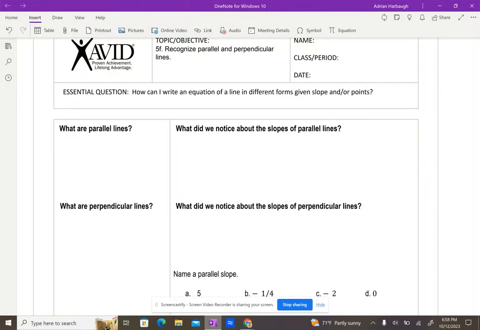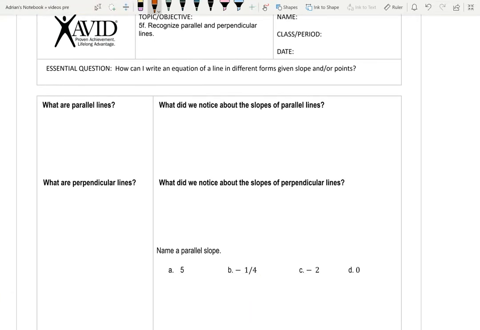So 5F is about parallel and perpendicular lines. And these first questions here are based on an in-class activity, so that's why it says, what did we notice? So for the sake of the video here, I'm just going to tell you what it is.